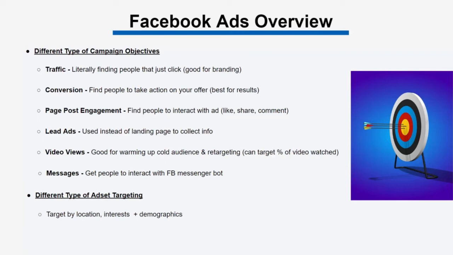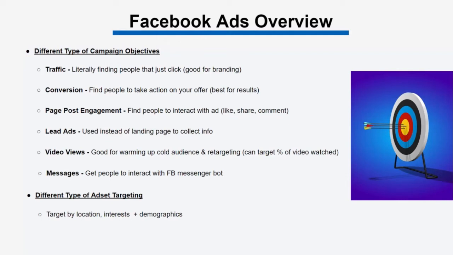And then the different types of ad set targeting. We can target people based on location, interest, age, demographics, right? So let's say we have a conversion campaign, and then we're targeting people in a specific location that have certain interest. Obviously, we want to have the interest be related to what we're actually offering, and then demographics, we want to make sure that the ages are correct to what our particular offer is about. The more targeted an audience, the easier it is for the ads to convert.